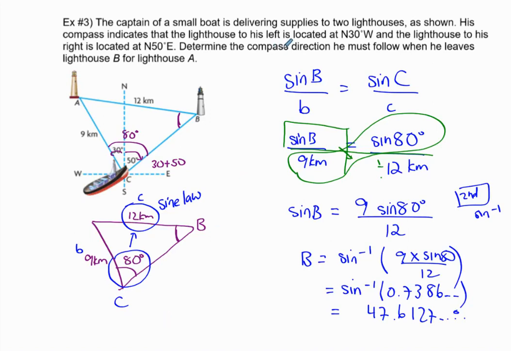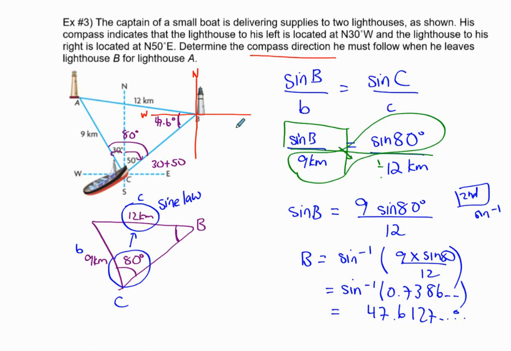Now, in order to fully answer my question, I need the compass direction that he follows when he leaves lighthouse B for lighthouse A. So if I just draw a little compass here, it's going to be north and then however many degrees to the west, or west however many degrees to the north, is going to be this heading. So I need to know a little bit more about what these angles are over here. I know that this full angle right here is going to be 47.6 degrees. I just calculated that.